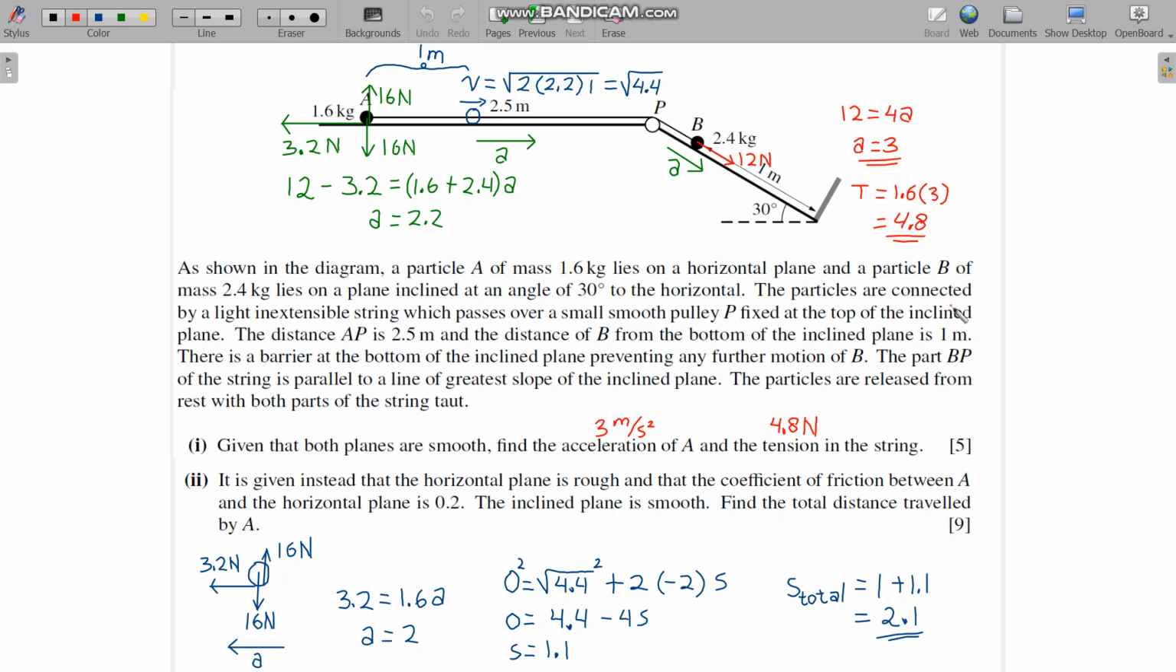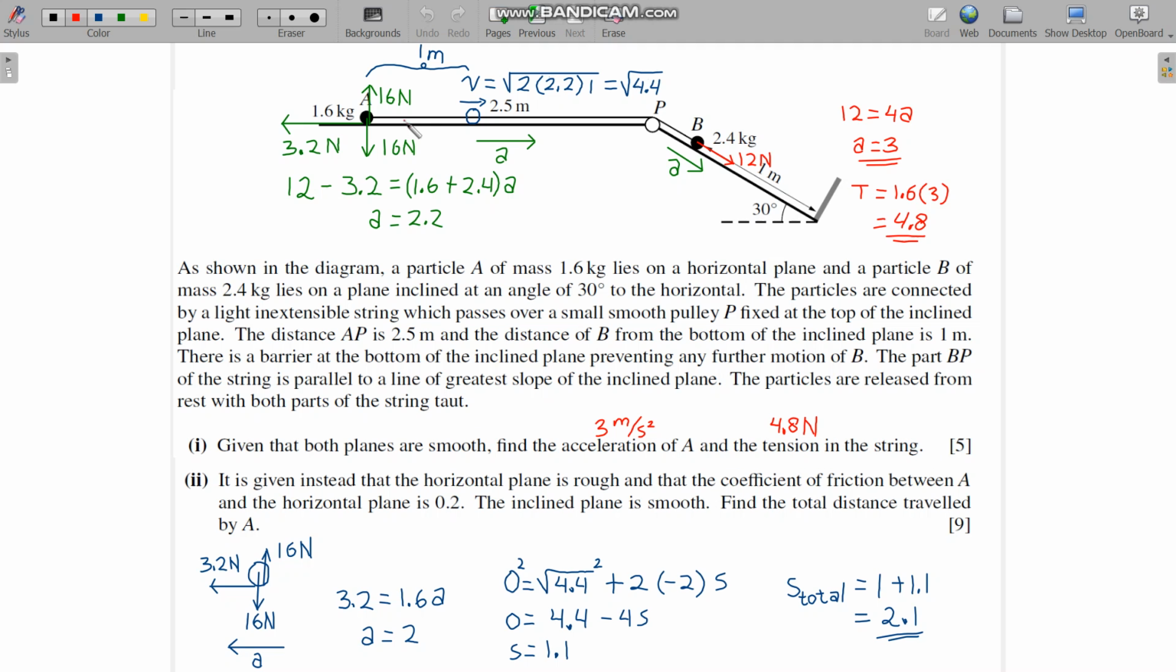For Newton's laws of motion, past paper questions. This is the last question. So read the question first. Given that both planes are smooth, find the acceleration of A and tension in the string.